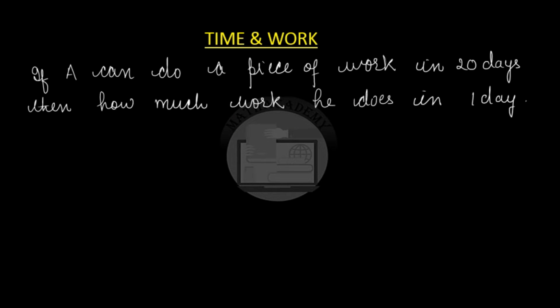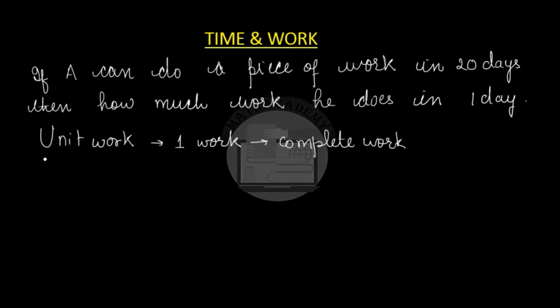So, let's look here. If A can do a piece of work in 20 days, then how much work does he do in 1 day? Now there is something known as unit work. Unit means one. So one work is always considered as the complete work which you are doing. And then there is something known as unit time. Unit time is either 1 minute or 1 hour or 1 day and so on.